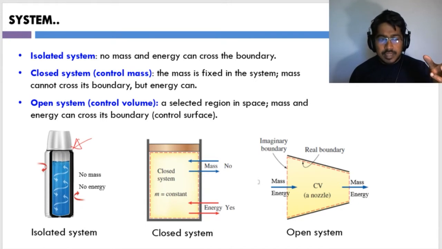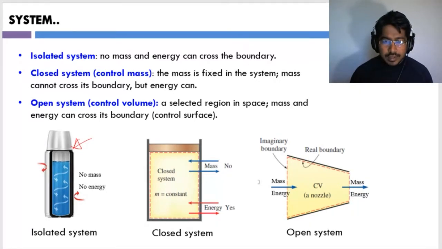So in that case it allows the mass transfer, because that's how we consume coffee. And at the same time you can still feel the heat, and not only the heat, with the mass going out, the energy is also going out, right? Because the thermal energy contained in the coffee is also going into our body while we consume the coffee. So it's an open system. The definition of an open system is a selected region in space, where mass and energy can cross its boundary, right?